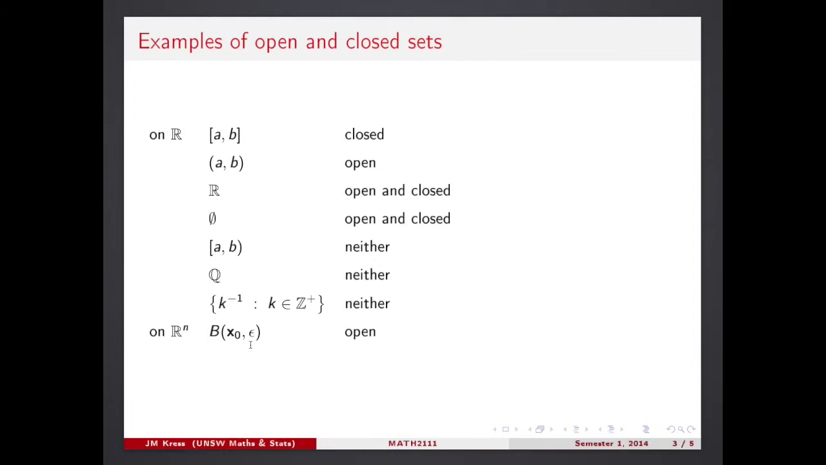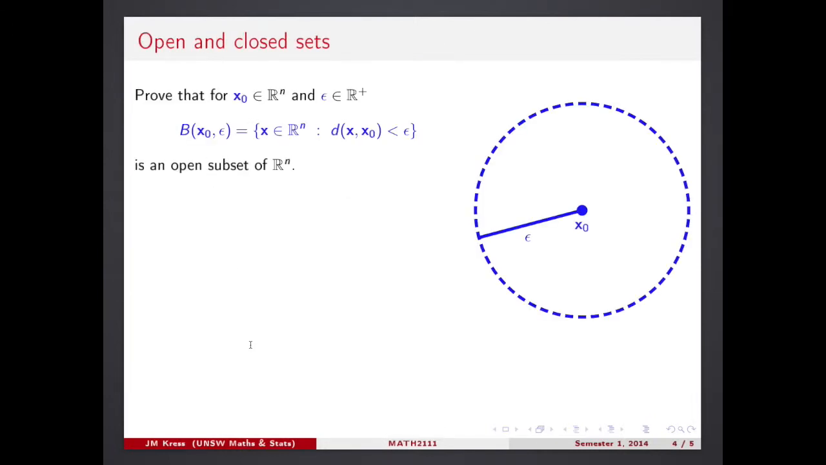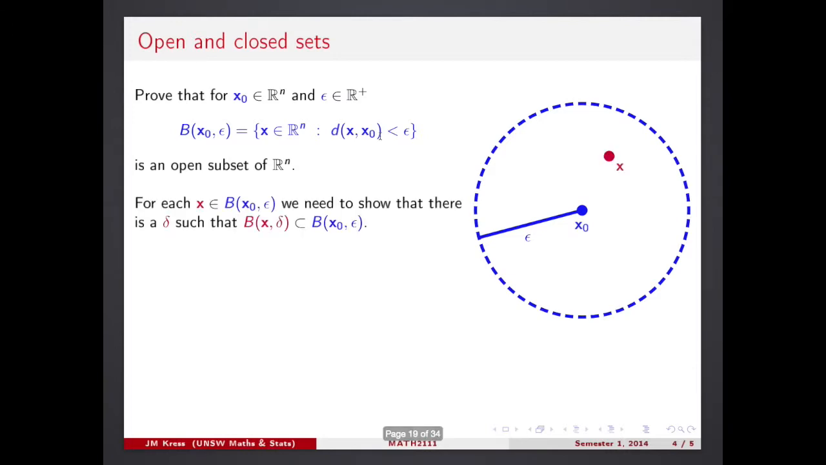And I think these slides have the argument showing that. Let's just look into that. Here's the argument. If you take a ball, B(x0, epsilon), that's the definition of this ball. The claim is this is an open set. In order to justify that claim, we have to show that every point in this ball is an interior point. So every point in this ball belongs to this ball together with some other ball around it.